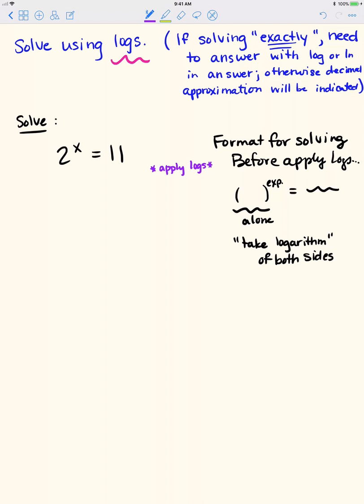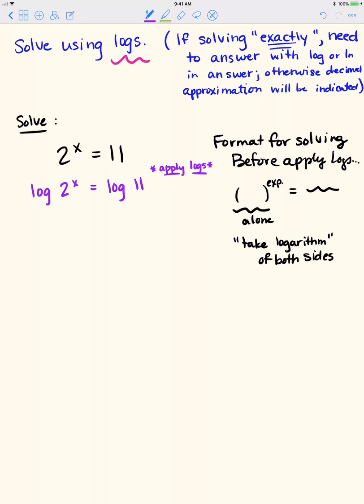You can use natural logarithm or you can use a common logarithm, but the natural logarithm is used a lot when the base is e. If it's not, you're welcome to use either one, but I'll be using just the common logarithm. So if I take the log of 2 to the x and take the log of 11, I just applied a logarithm to both quantities of the equation. Then you get to use log rules.